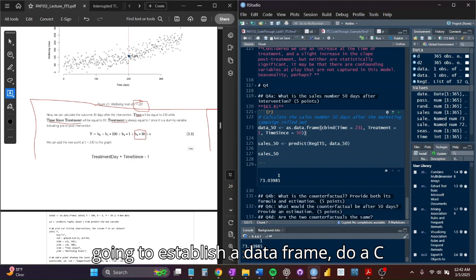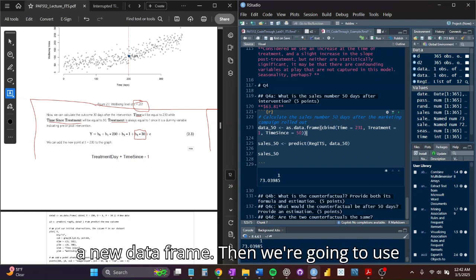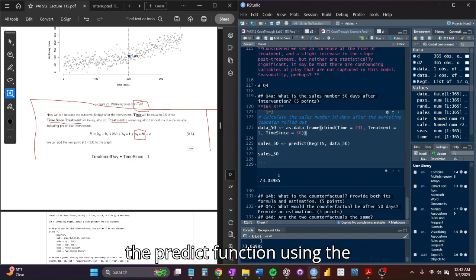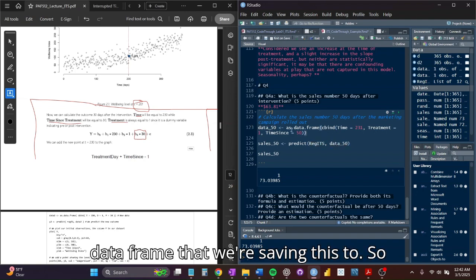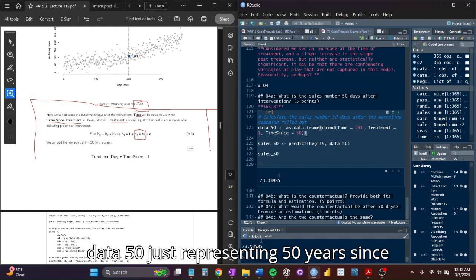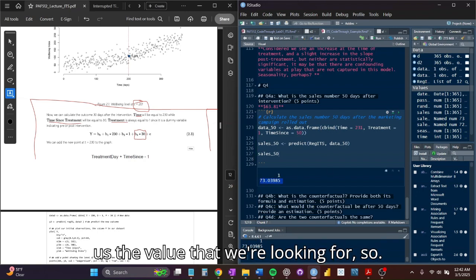So you're going to establish a data frame, do a cbind on these different items, and save it to a new data frame. Then we're going to use the predict function using the regression model we built, and the data frame that we're saving this to. So data 50, just representing 50 days since treatment. And that ultimately will give us the value that we're looking for.